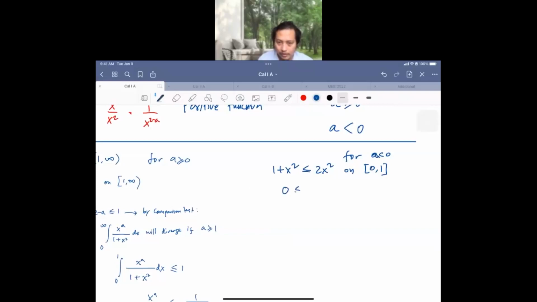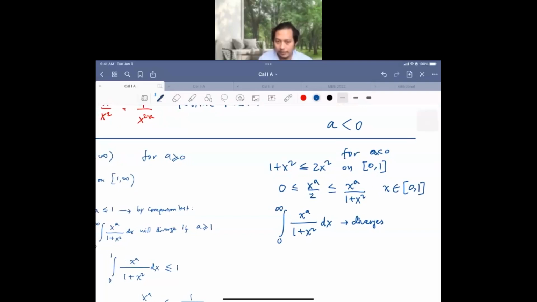And then we take x to the power of a over 2 is less than or equal to x to the a over 1 plus x squared. Okay. And this x is from 0 to 1. Now if we use the p-series, this will be diverged. This will be diverged if a is less than or equal to negative 1.